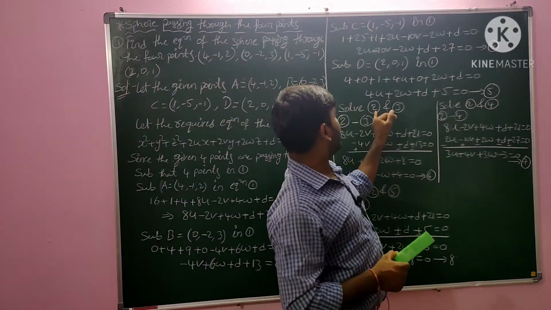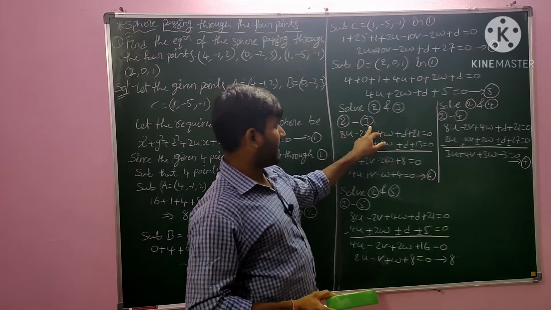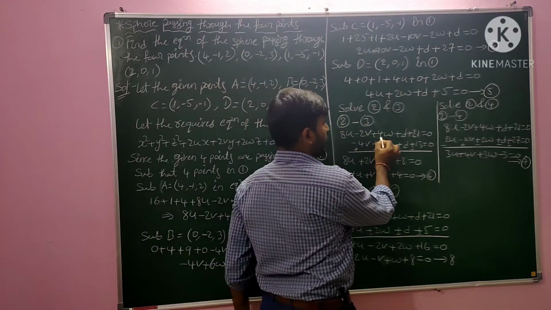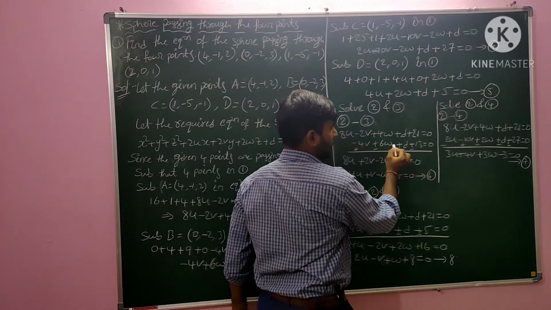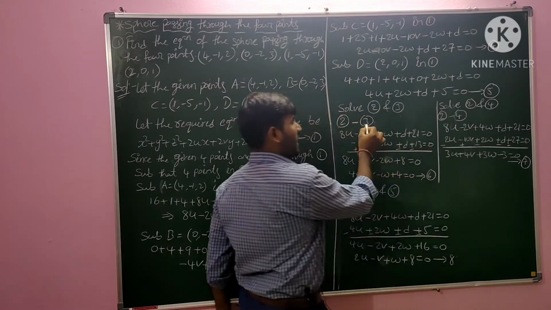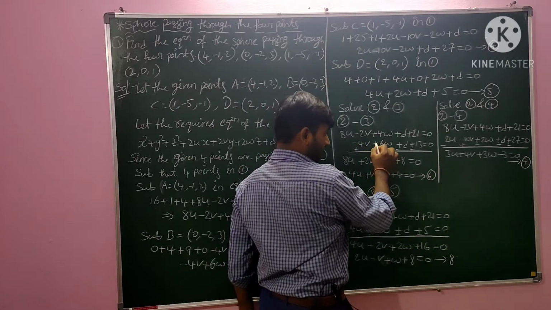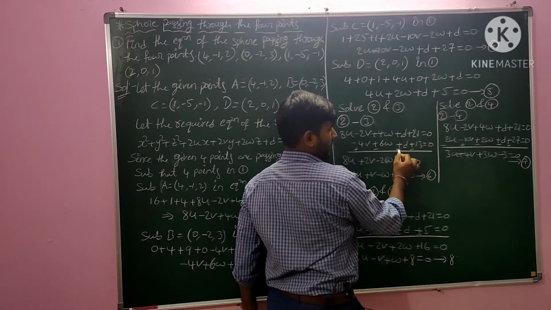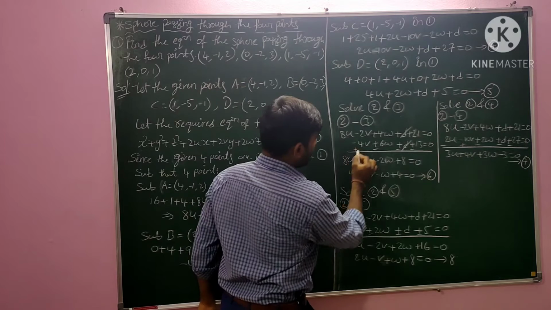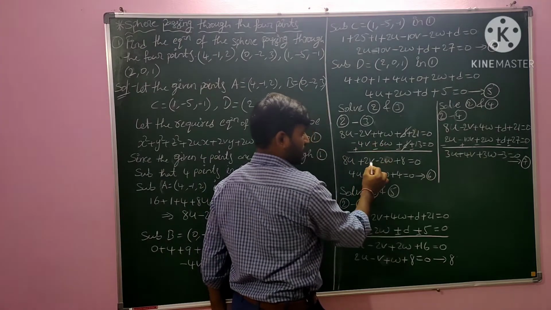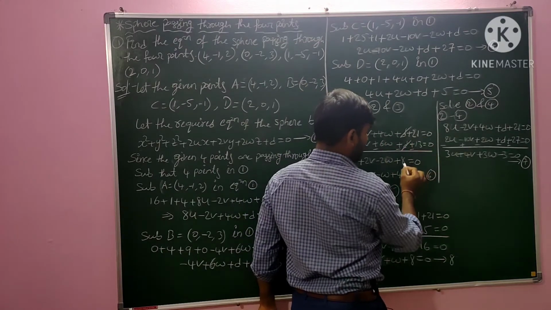First of all, solve equations number 2 and 3, that is 2 minus 3. What is equation number 2? 8u minus 2v plus 4w plus d plus 21 equal to 0. Minus third equation, 4v plus 6w plus d plus 13 equal to 0. We are subtracting 3 from 2, so I am changing the signs: minus in place of plus, plus in place of minus. Then d gets cancelled. Then what will we get? 8u, and minus 2v plus 4v, that is plus 2v, and plus 4w minus 6w, minus 2w, 21 minus 13, plus 8.